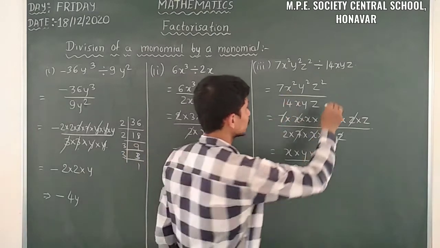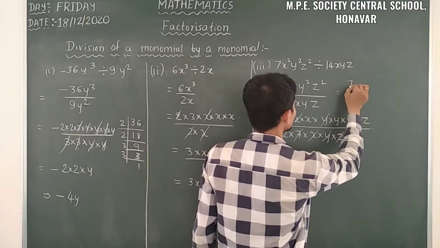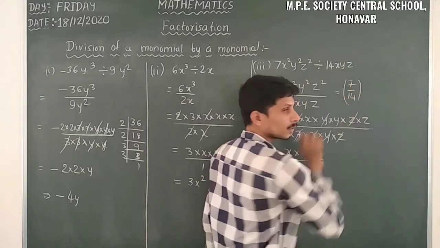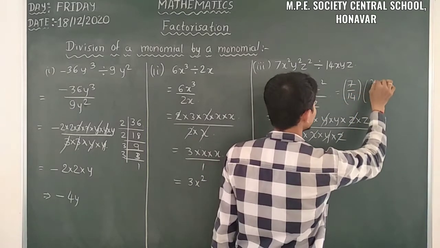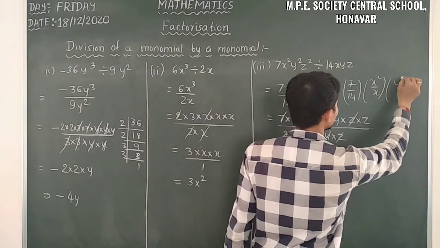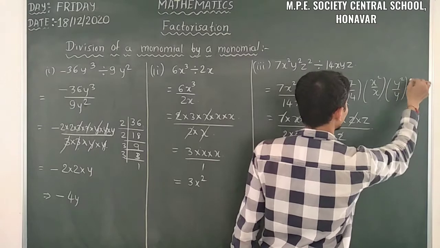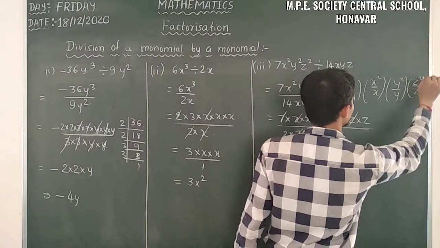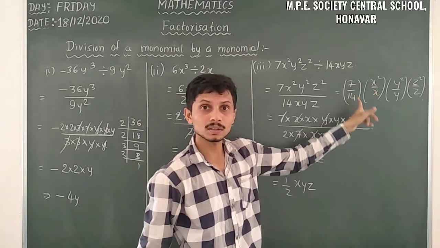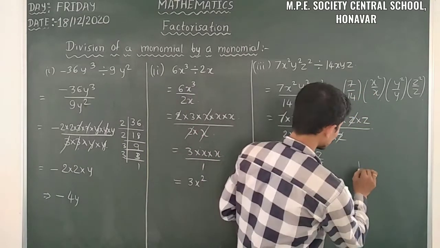So we can separate here. Just observe, I will do it here. Don't write this one, just observe. 7 by 14 I will write like this, x square by x like this, y square by y like this, and z square by z like this. Here 7 by 14 means 7 into 1, 7 into 2, that is 1 by 2.